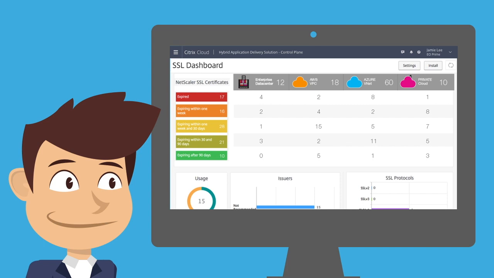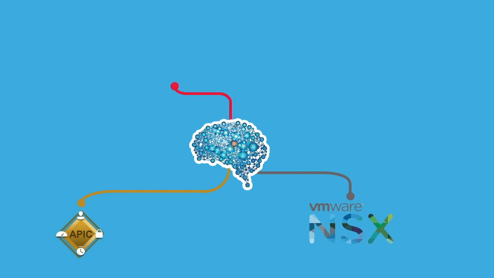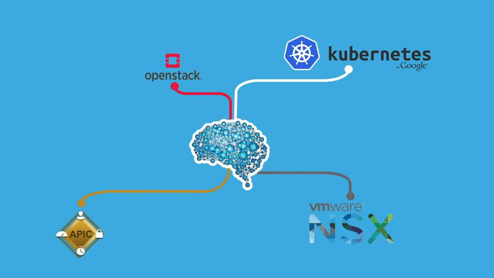Through the solution, James can manage his on-prem, public, and private cloud inventory through a single dashboard, and his SSL certificates can also be managed centrally for each location in the cloud. Connecting to enterprise stacks like Cisco ACI, VMware NSX, OpenStack, and Google Kubernetes, orchestration is simplified with this integrated solution.